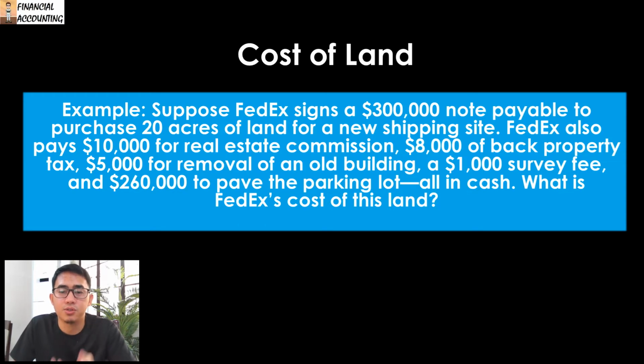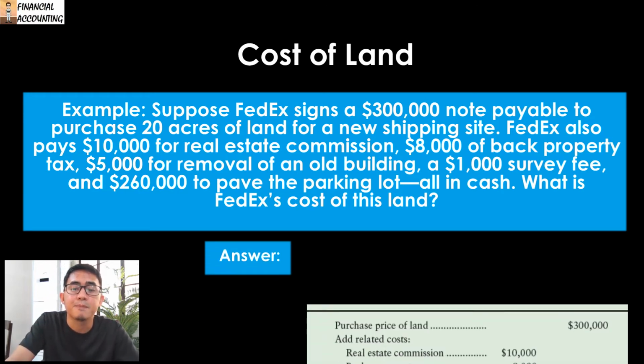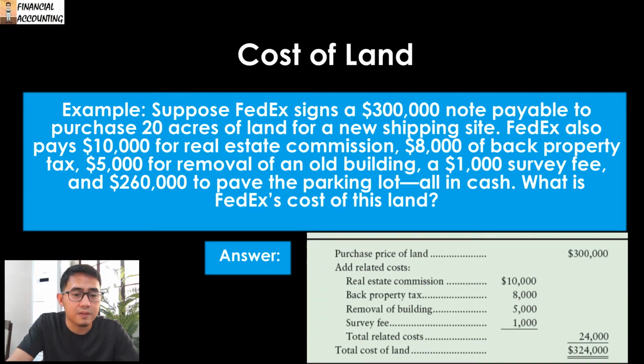Okay, so how should Fedex, or how much should be recorded as cost of the land? So the answer is $324,000. Okay, so take note that aside from purchase price, we included real estate commission, back property taxes, removal of the building, and survey fee. What is the item that is not included here? It's the $260,000 to pave the parking lot.